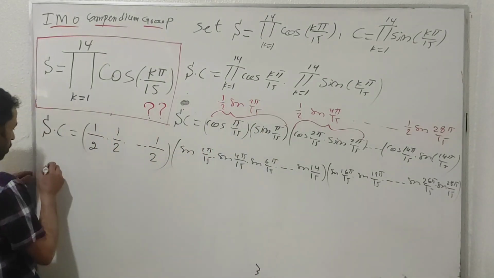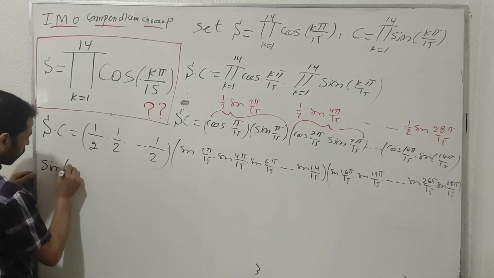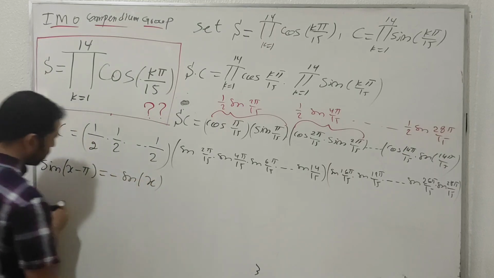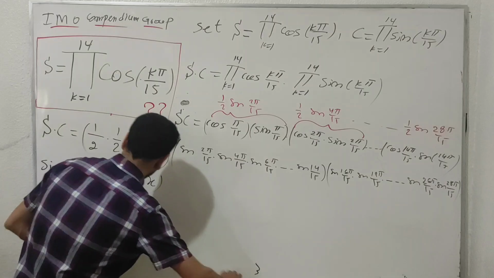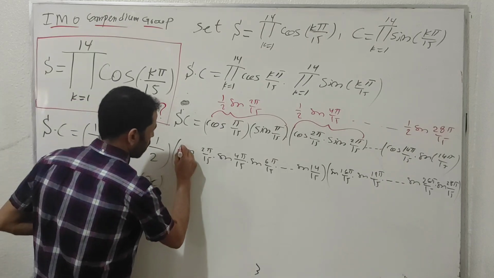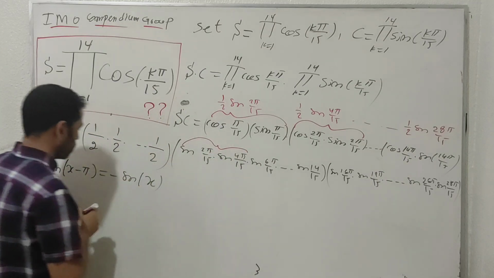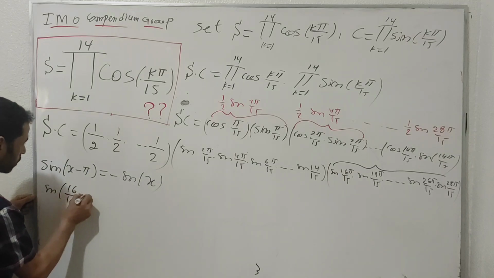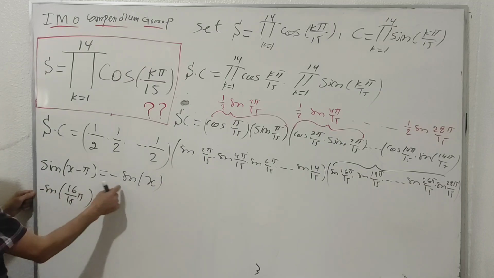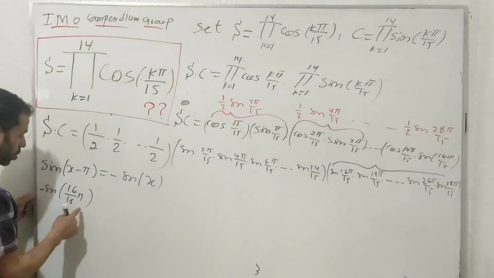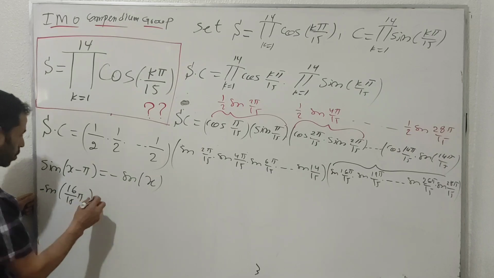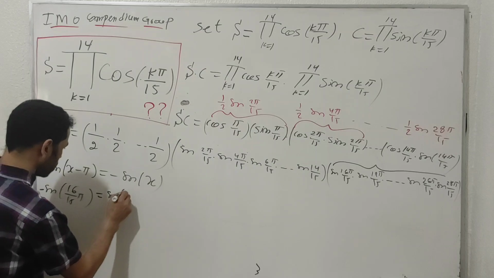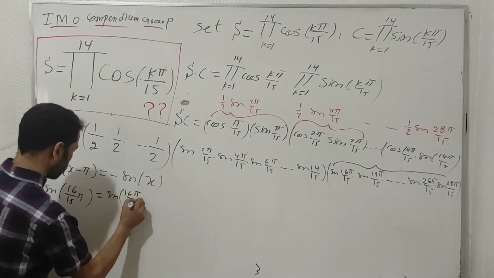Here is a trick. We have sine of x minus pi equals minus sine of x. I'm going to use this one. Let's apply this on every second term. I will have sine of 16 over 15 pi multiplied by minus sine, because I'm replacing x with 16 over 15 pi, which gives us sine of 16 pi over 15 minus pi.